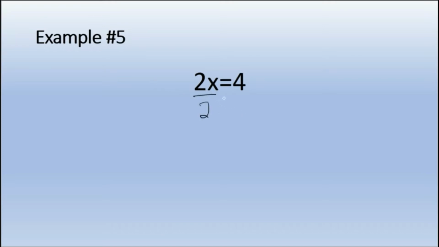So we have 2x divided by 2 over here, and we have 4 divided by 2 over here. These 2's cancel, leaving us with just 1x. 4 divided by 2, that leaves us with 2.